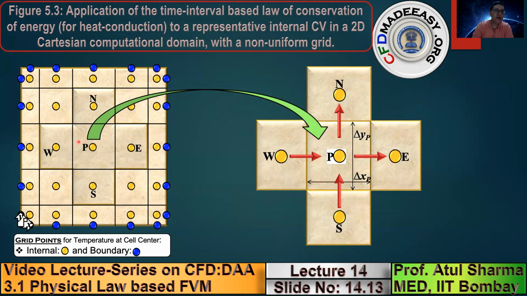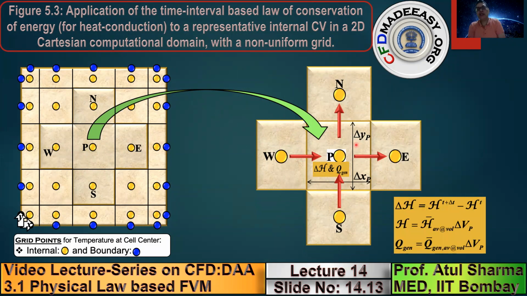So to take you along, let us suppose this is the grid which you have generated, and this is a representative control volume that I am showing you separately, where this is the grid point P and east, west, north, south neighbor. And this is the rate of heat transfer. This is the width of the control volume, delta x in the x direction, delta y in the y direction.